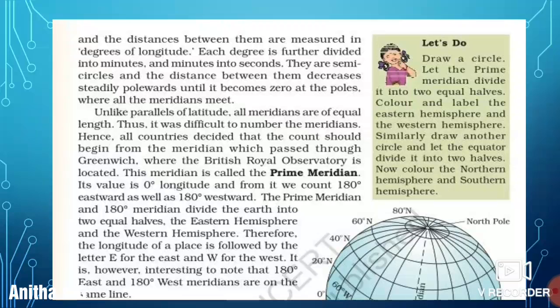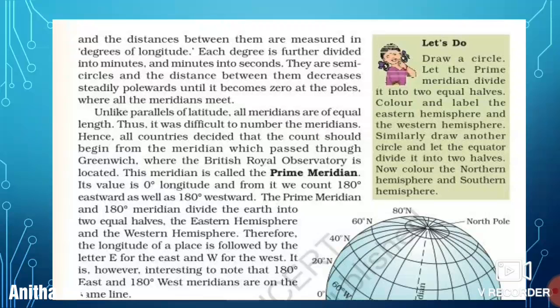Thus, it was difficult to number the meridians. Hence, all countries decided that the count should begin from the meridian which passed through Greenwich, where the British Royal Observatory is located. This meridian is called the prime meridian. What do you mean by prime meridian? It is the meridian which begins from Greenwich where the British Royal Observatory is located. Its value is 0 degree longitude. The 0 degree longitude is the prime meridian.